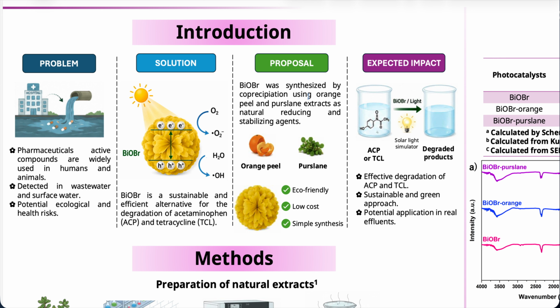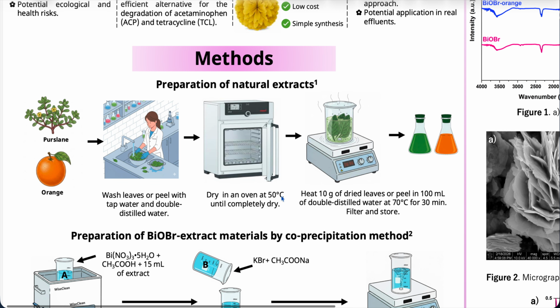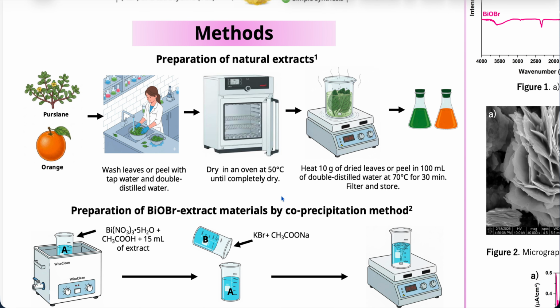Specifically, we selected orange peel and purslane extract. The objective was to evaluate how these natural extracts influence the physicochemical and photoelectrochemical properties of bismuth oxybromide, as well as its photocatalytic performance toward two pharmaceutical compounds, acetaminophen (ACP) and tetracycline (TCL).